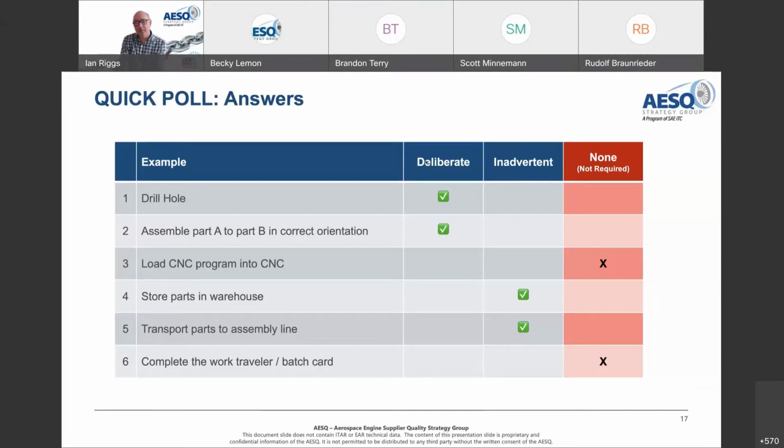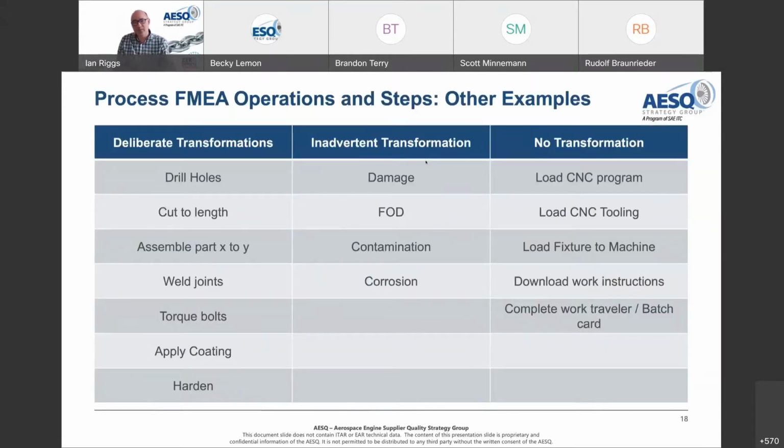Okay, so hopefully that makes a bit of sense. This is another way of showing it: you've got deliberate transformations, inadvertent transformations, and then no transformation. And it's the no transformations you don't need to put in your process FMEA.